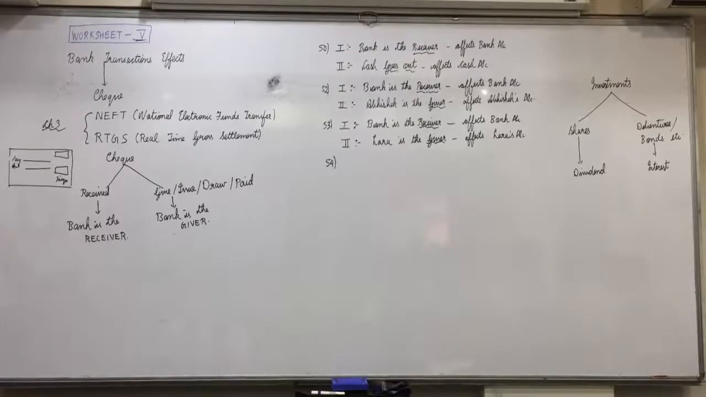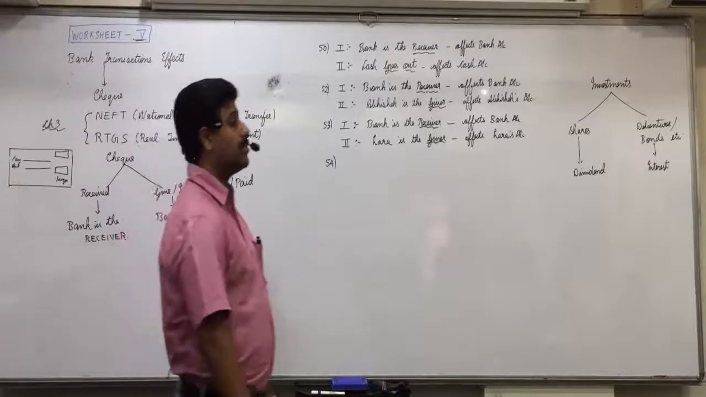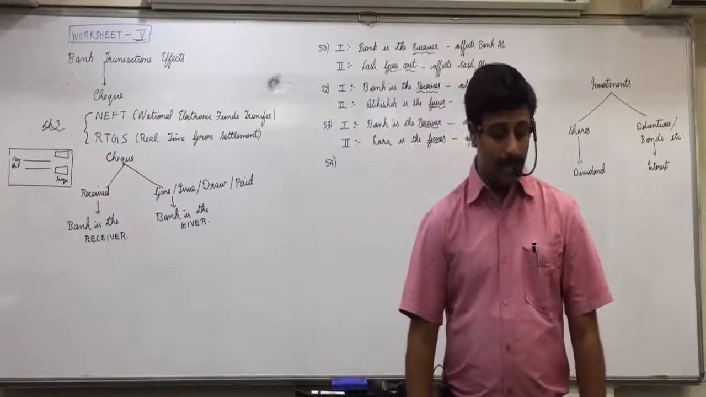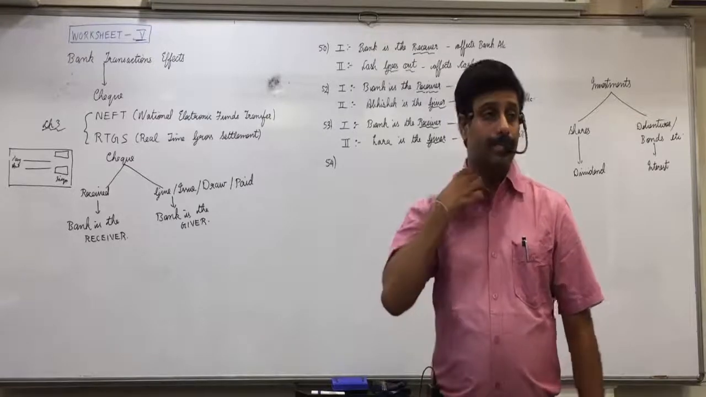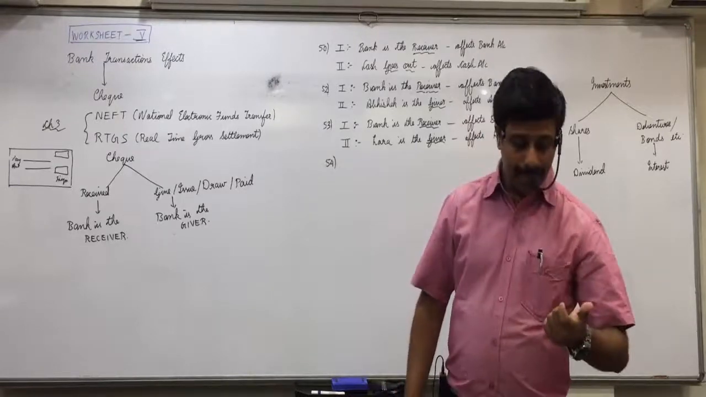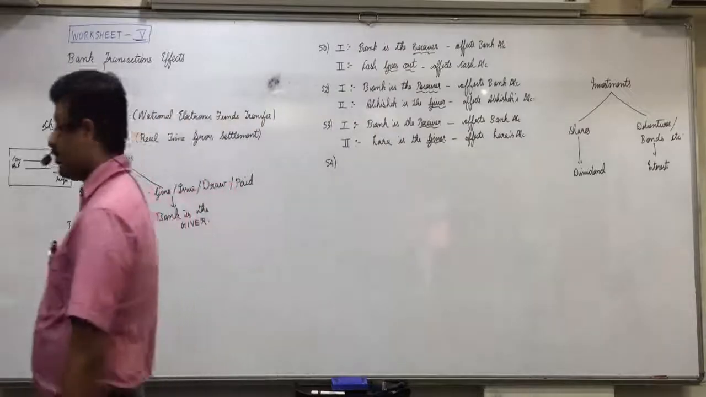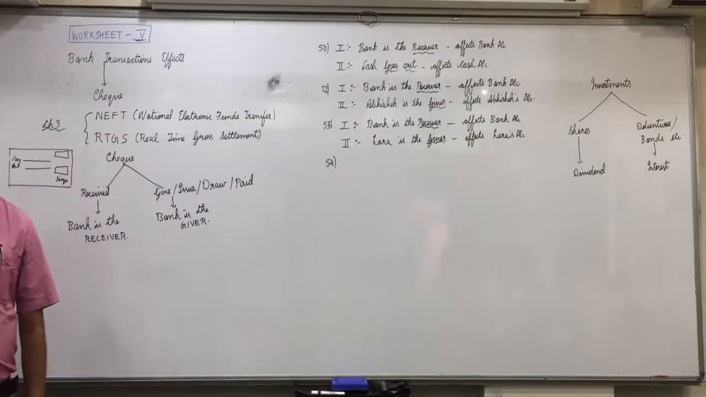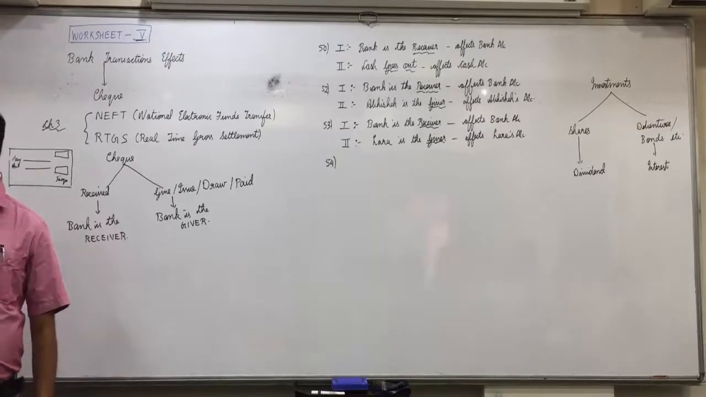Now below that, write down the meaning of dividend. The profits of the company distributed amongst the shareholders is called dividend. Full stop. It is an income. Now one more thing, listen here.